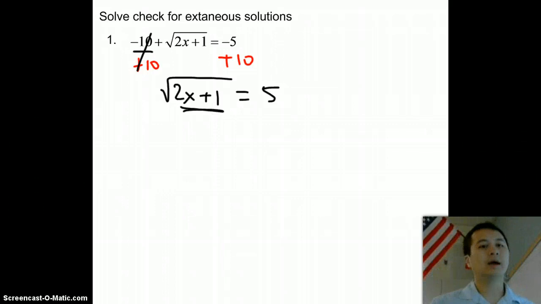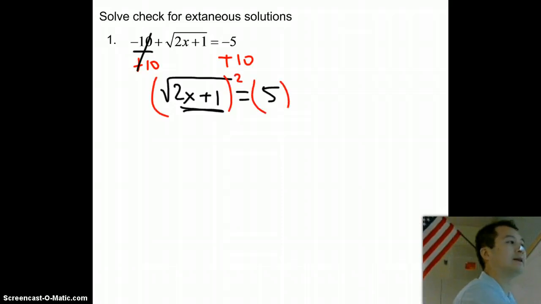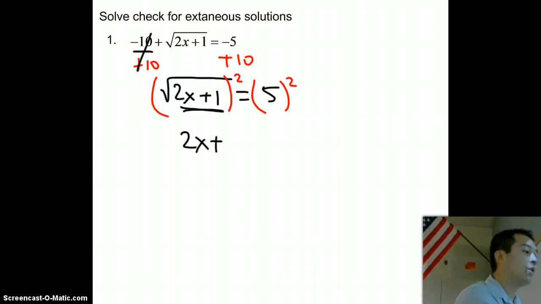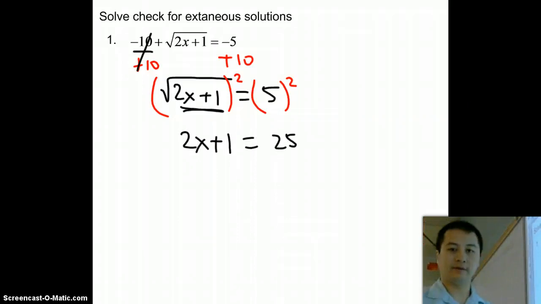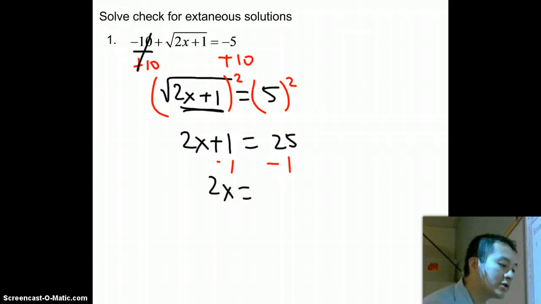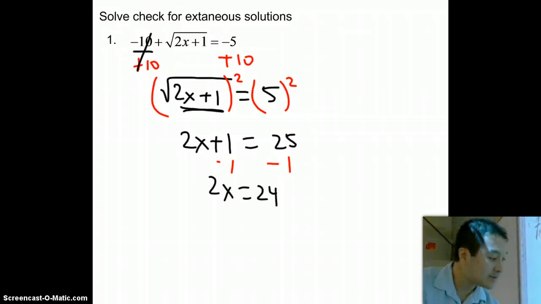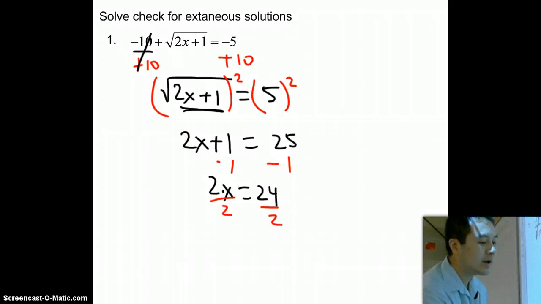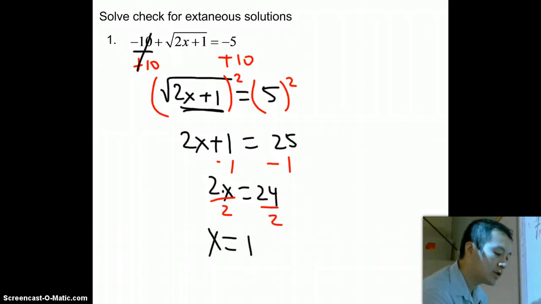It's inside the root. So to really clean it up, you need to get rid of that root first, that square root. So what's the inverse of square root? Good, it's squared. So what you do is you square both sides. Square root and square go away, leaving just the inside, which is 2x plus 1 equals 25. Now solve for this. Inverse of plus 1 is minus 1. That's going to leave a 2x equals 24. The inverse of times 2 is divide by 2. So therefore, x equals 12.